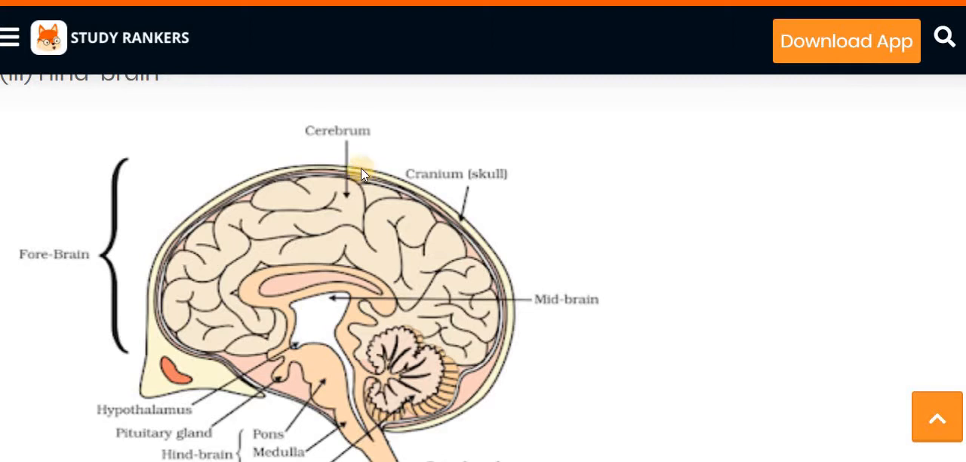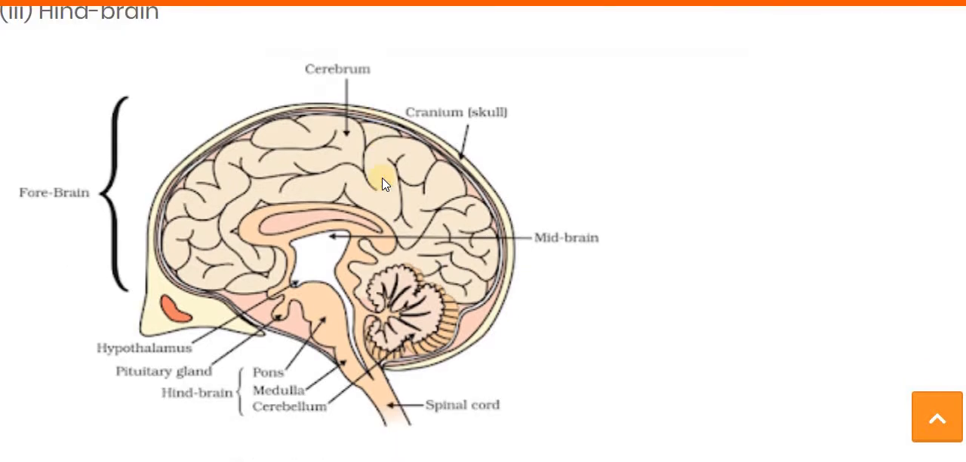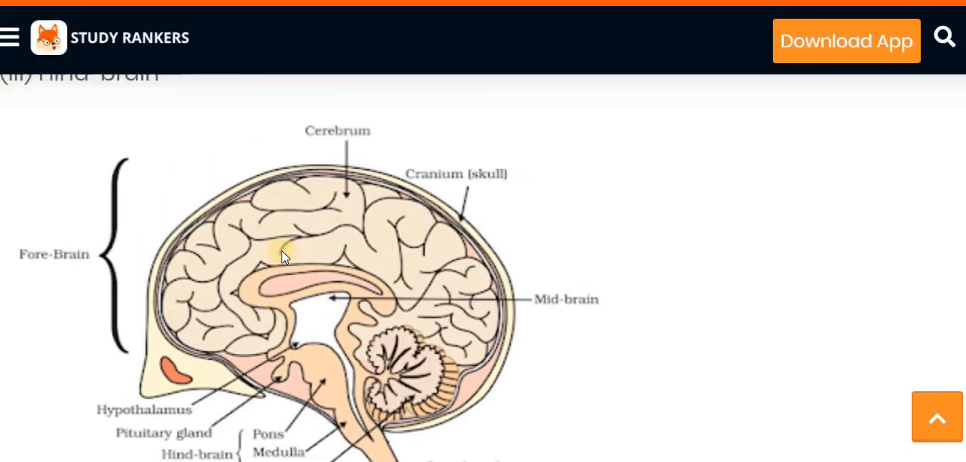Here you can see it is made up of three membranes. In these membranes there is a space, and this space is known as the meninges. In the meninges there is a liquid filled, known as cerebrospinal fluid, and the function of this cerebrospinal fluid is to protect the brain from outer shock. It works as a cushion-like structure. It protects the brain from outer shock.